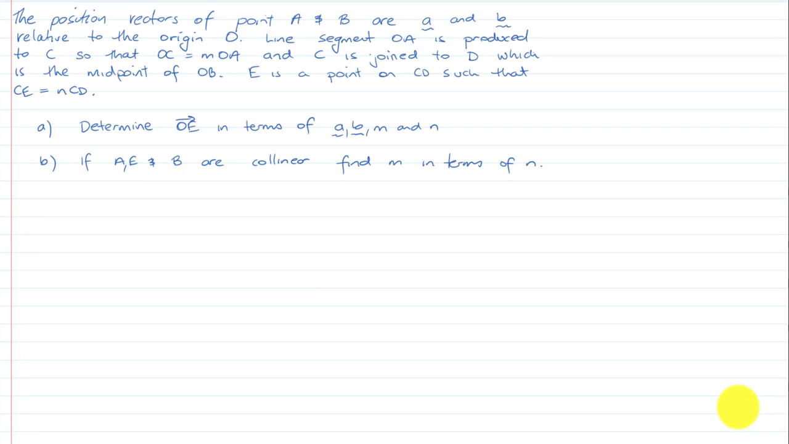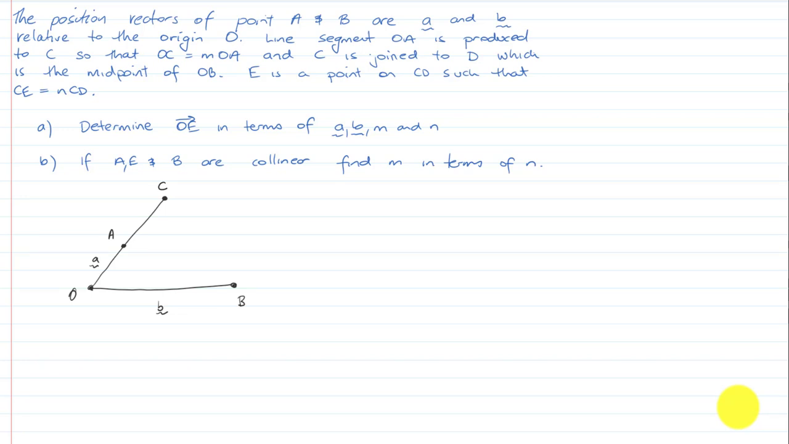So let's start with our O. O is here, and O goes out to C. But we have A on here. Now I've read ahead a little bit, so I'm cheating. And then we have this vector here, which goes out to B. And this is vector A, and this is vector B here. Now the question says, line segment OA is produced to C. So when we say produced, it means it's extended. So C is here.